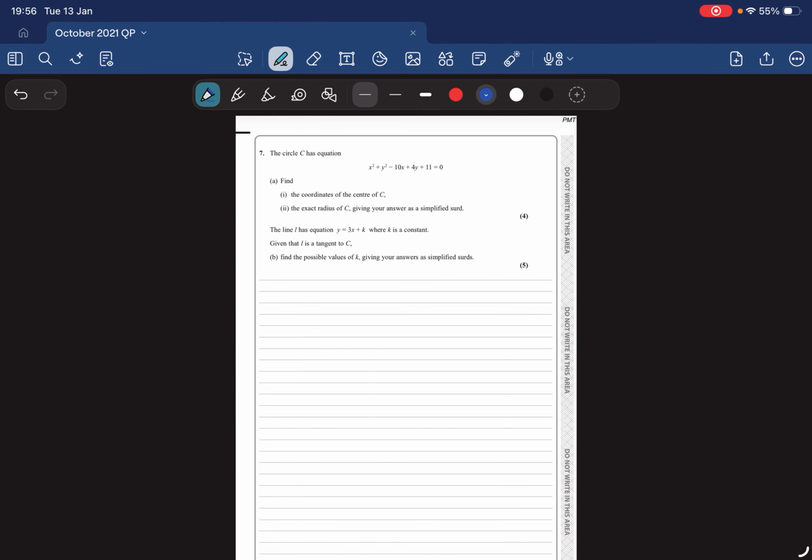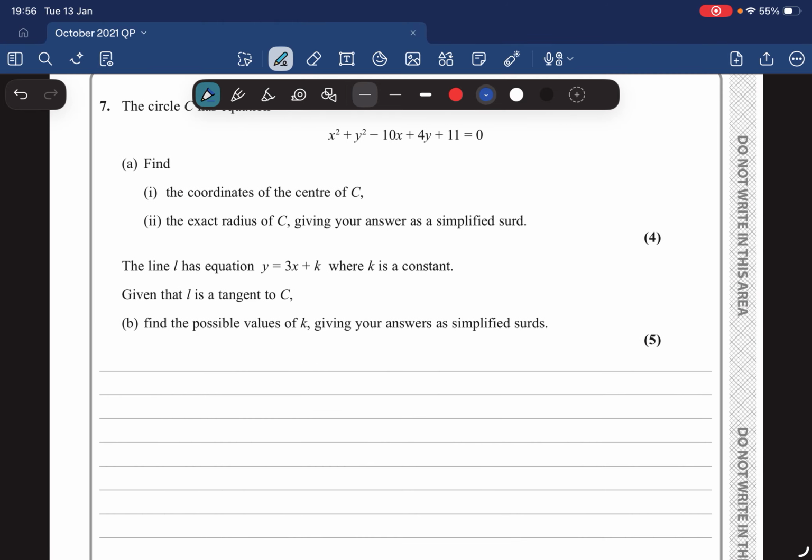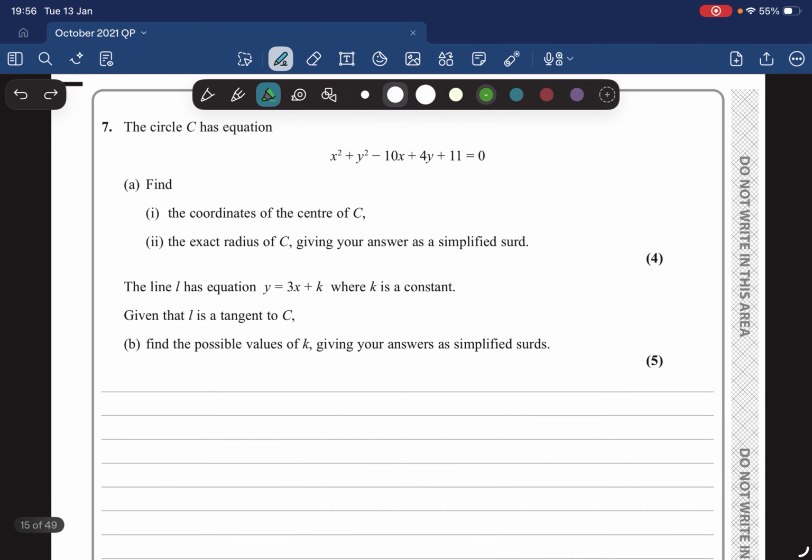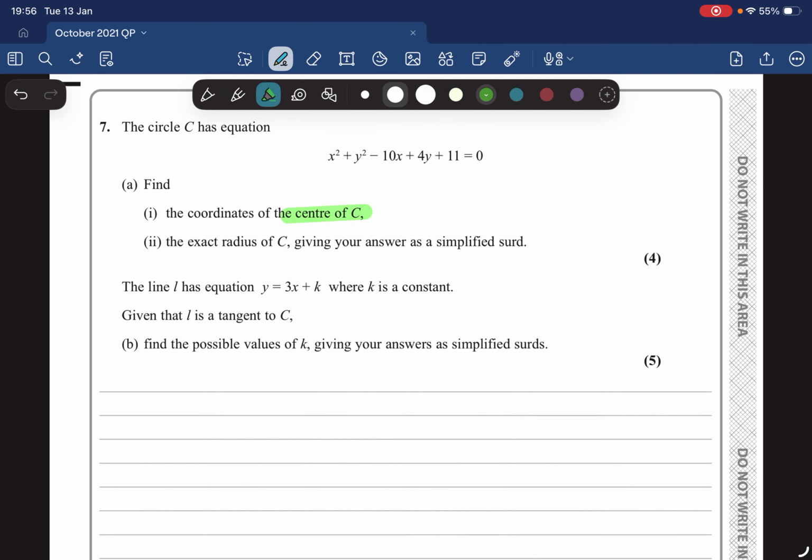Number 7. 7 is a nice, beautiful 9 marker. This is pretty simple. What you would do in this scenario is, it's asking you to find the center of C and the exact radius, as a simplified surd too, don't want to forget that. Don't want to lose marks over little things, you know. This is the equation, simple thing.